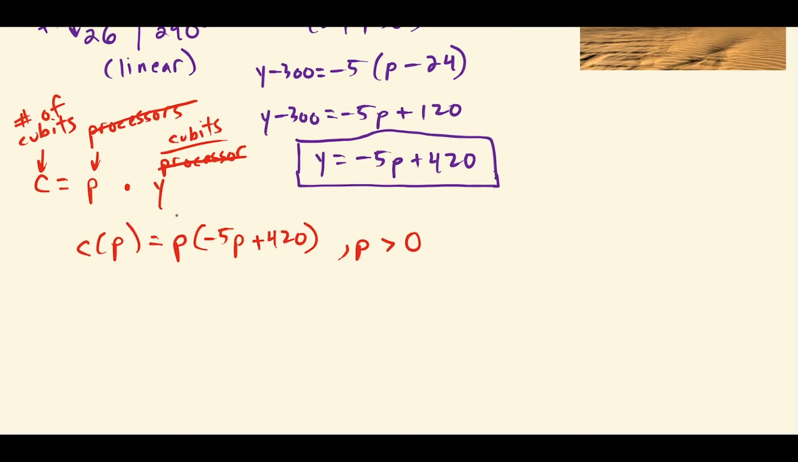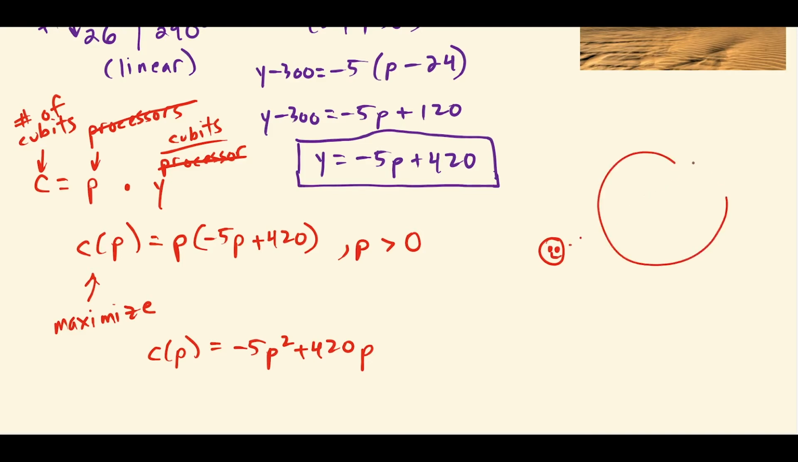The goal is to maximize this function. We want to find what is the number of processors P that makes C of P, the number of cubits, as big as possible. So what we're going to do is we could just distribute here first. We have -5P squared plus 420P. And now just to use some of my old math to help me make sense of this. When I see negative 5P squared plus 420P, what I'm thinking of here is a quadratic that's opening downwards. So this is definitely going to have an absolute maximum, and this is going to occur at the vertex.